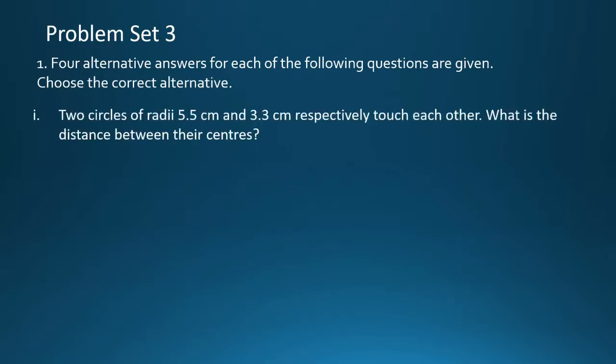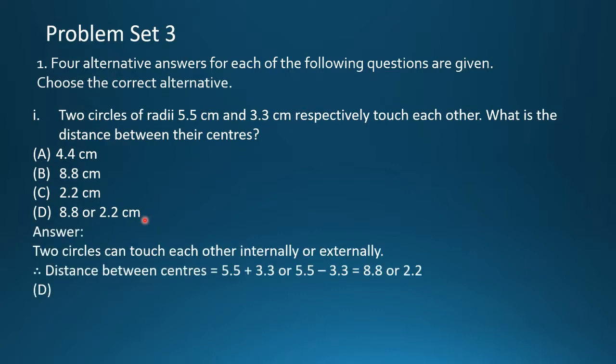So the first question was, two circles of radius 5.5 centimeters and 3.3 centimeters respectively touch each other. What is the distance between their centers? The following are the options: 4.4, 8.8, 2.2, and the last one is 8.8 or 2.2 centimeters.